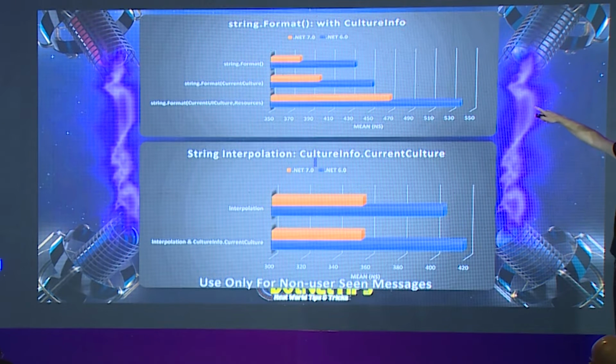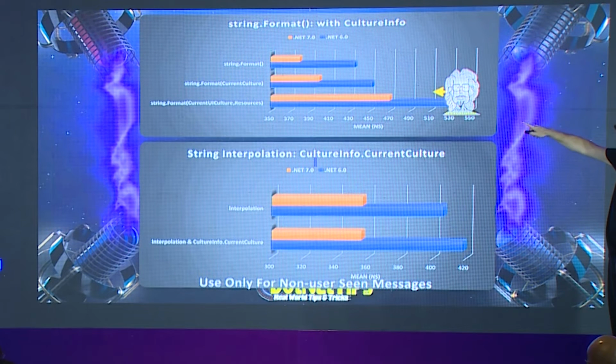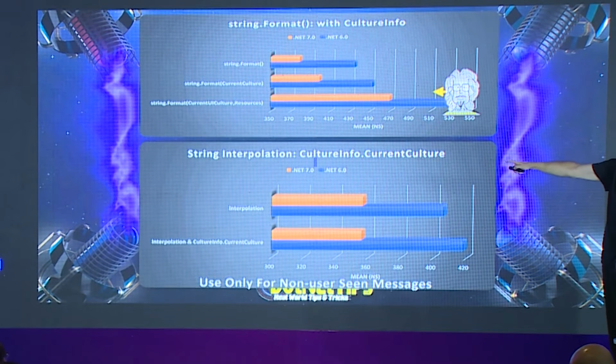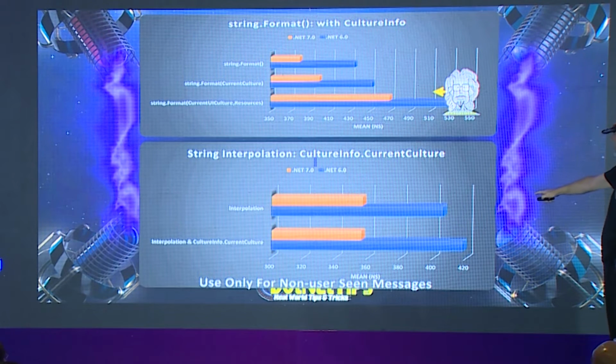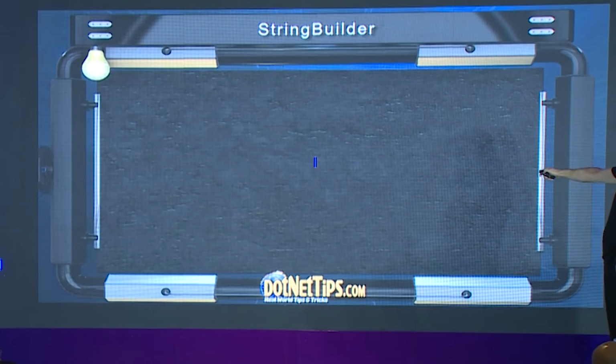So you can see here String.Format with culture information is the second fastest, and then there's another one there for resources, and there's string interpolation. You can see string interpolation with culture information is almost the exact same speed. So in this case, I guess I was wrong. In this case, string interpolation is actually a little bit better. It's about the same. Yeah, it's a little bit better, actually. Cool.